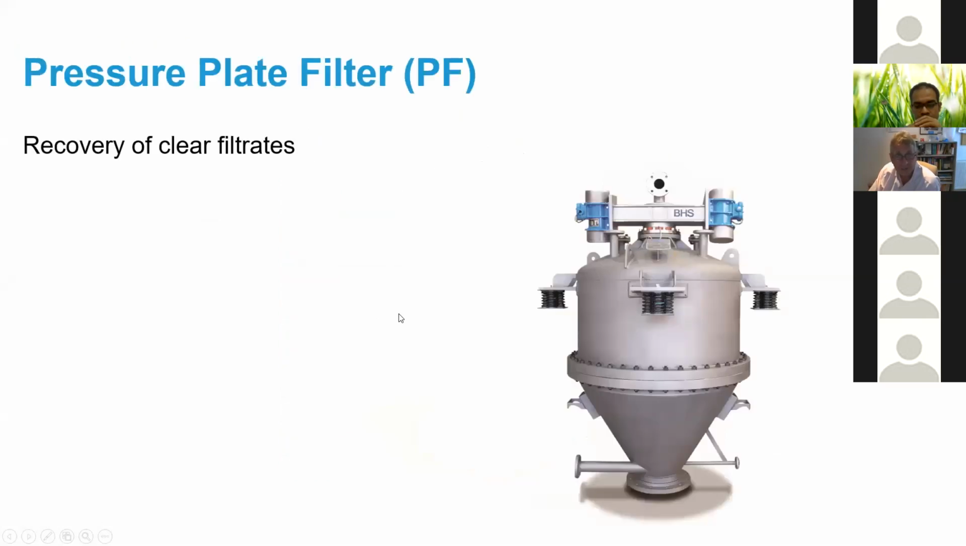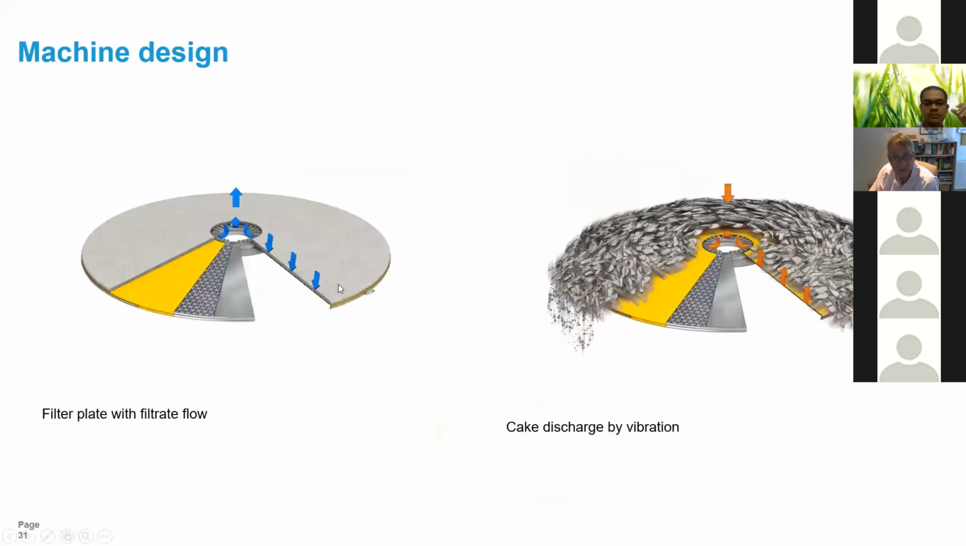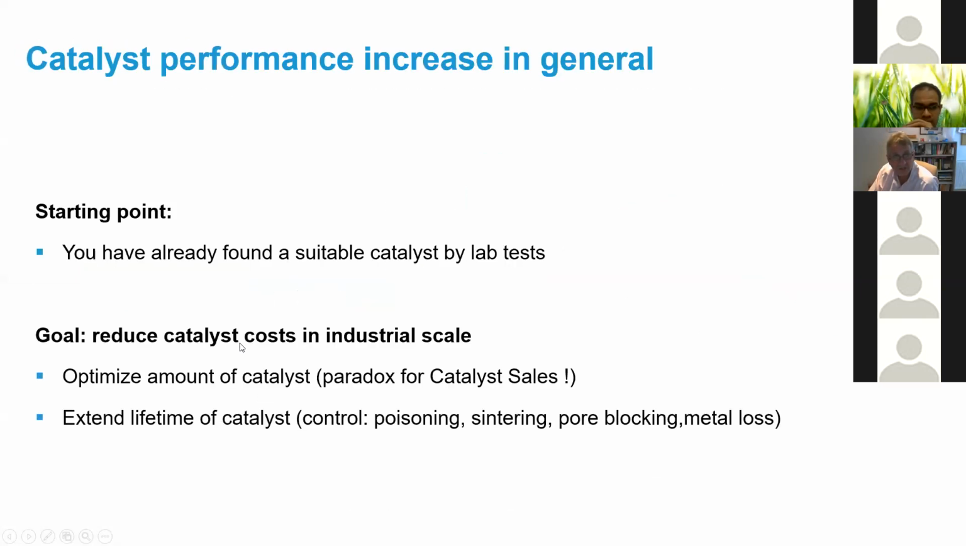So here's a pressure plate filter, for example. This, instead of having vertical filter elements, has got horizontal filter elements. There's a cutaway diagram of a plate filter, and then you can see the cake is discharged this time by vibration rather than by flushing off with a back pressure. So I'll skip over that.